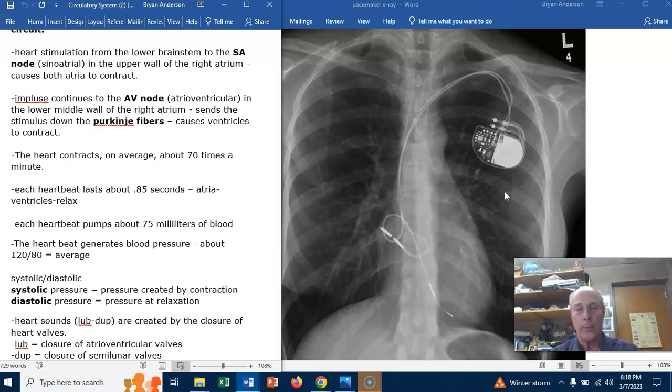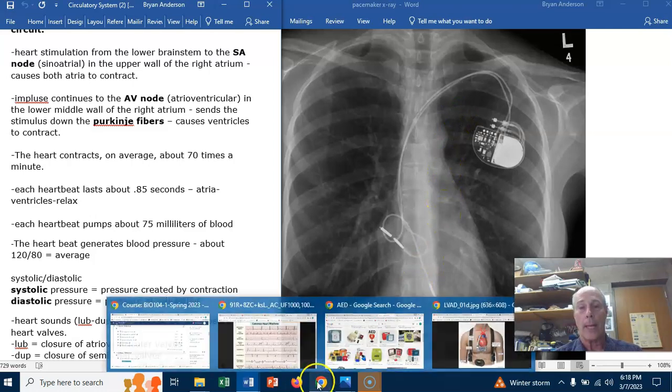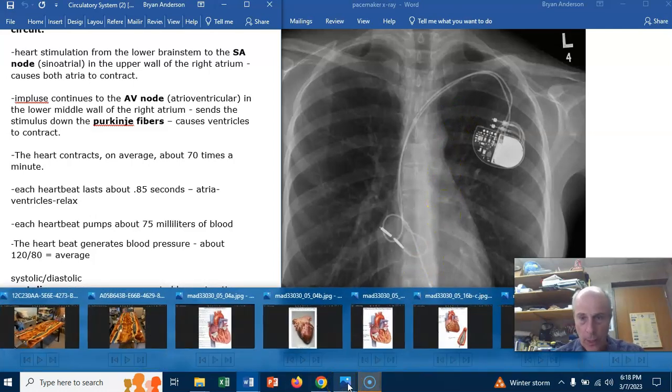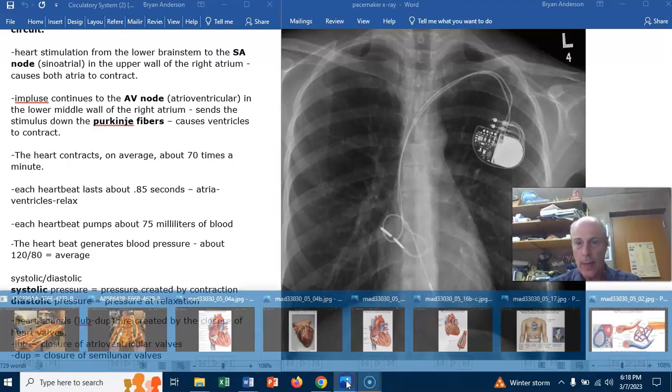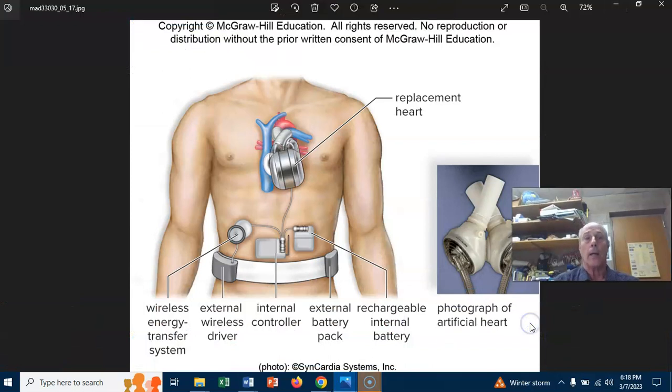There are other items that humanity has come up with to deal with problematic hearts. In the past, we've had people who have actually had artificial hearts. These were developed, I think way back in the 50s. In 1983, one was put in a person named Barney Clark, and he lived for 112 days. Imagine that.